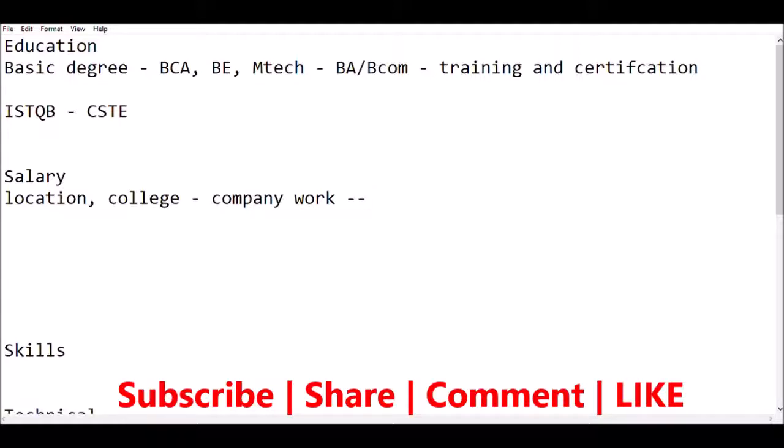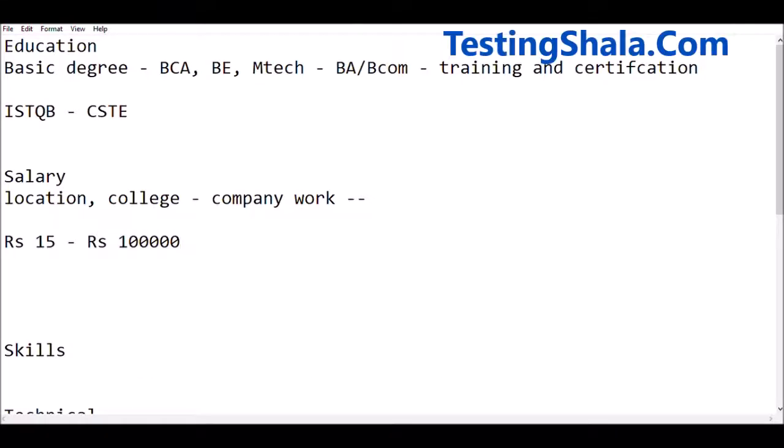So salary can range from rupees 15,000, or it can go up to rupees 1 lakh for very deserving candidates. Especially companies like Microsoft and Google pay really well for freshers. Even IBM pays up to 8 lakhs for a fresher. So I hope you have some background.